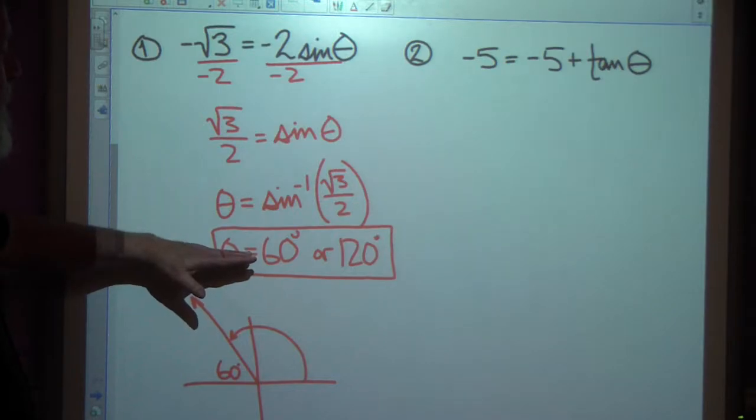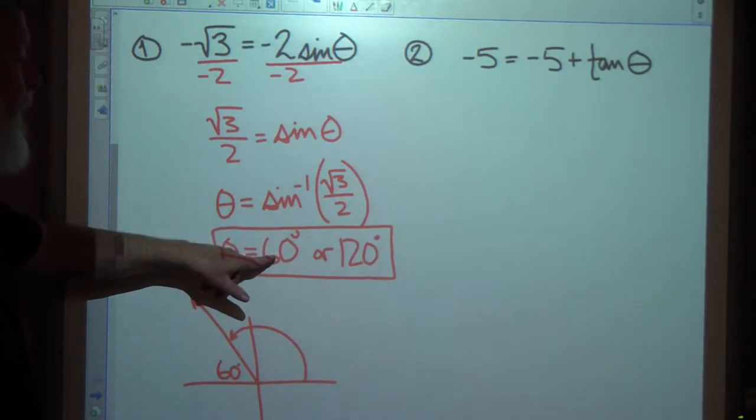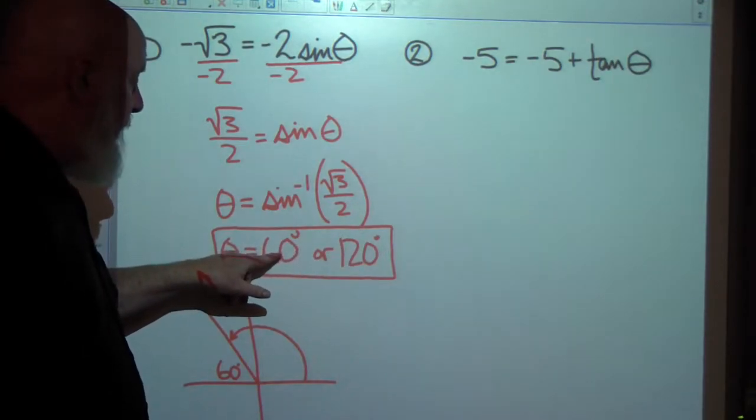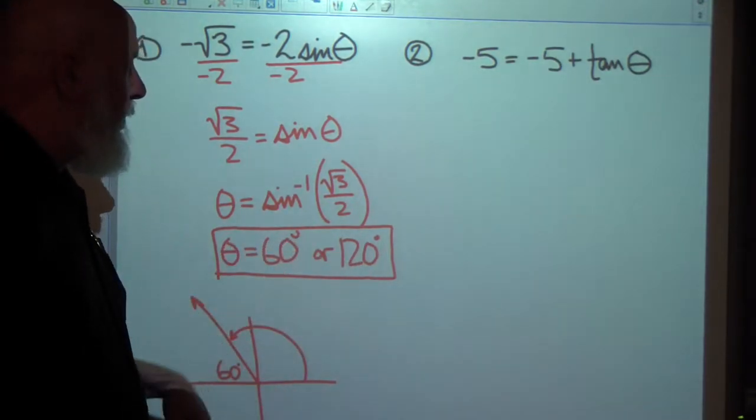Okay, so that's basically what we're doing. The calculator gave us one answer. We said, where else is sine positive? We found a reference angle. Use this as a reference angle to find the other angle.